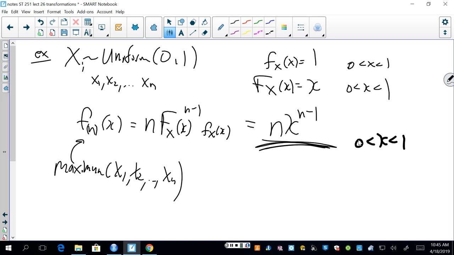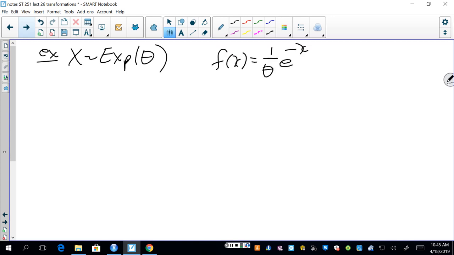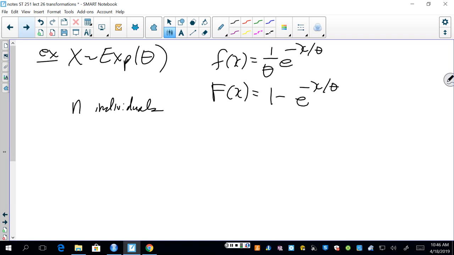We could do this with a different distribution. Say x has an exponential distribution. Then the density of x is 1 over theta e to the negative x over theta. The cumulative distribution function of x is 1 minus e to the negative x over theta. And let's say we take n individuals. And so this is kind of the waiting time until n people finish something. Who takes the longest? What's the distribution of the longest time it takes somebody?